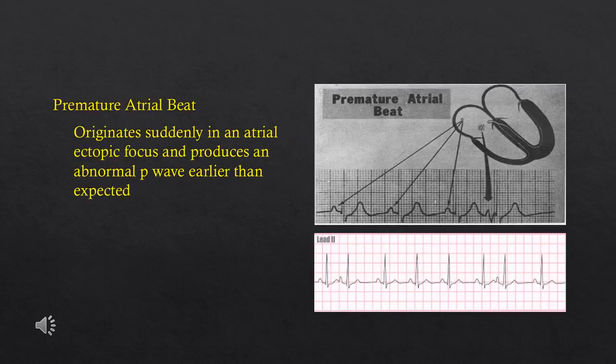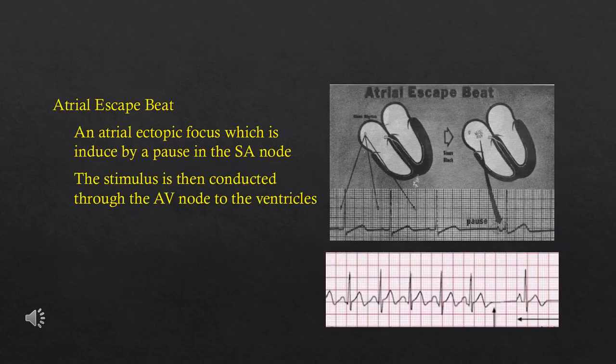Premature atrial beat originates suddenly in an atrial ectopic focus and produces an abnormal P wave earlier than expected. Atrial escape beat is an atrial ectopic focus which is induced by a pause in the SA node. The stimulus is then conducted through the AV node to the ventricle.